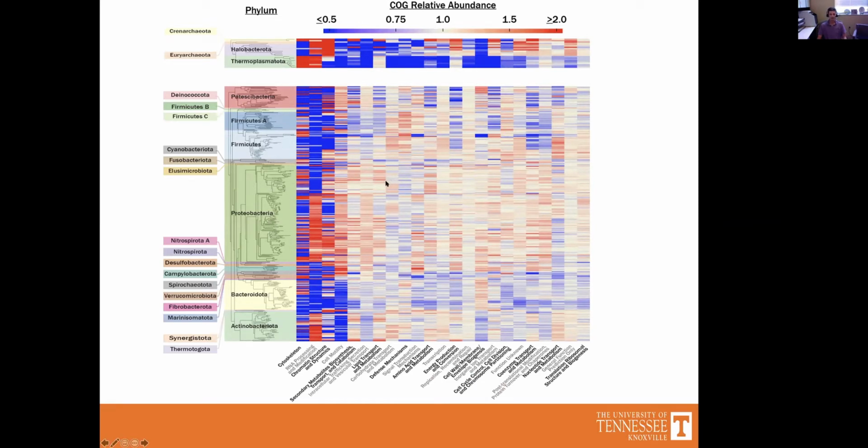And so you see bands on all sorts of resolutions. There's some on the domain level, some on phylum level, class, genus, they're all over the place. So it's pretty cool. And it indicates that certain COG functional categories are being conserved in different ways.